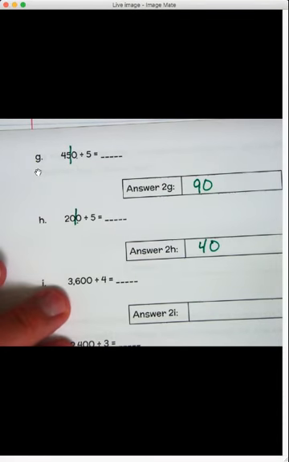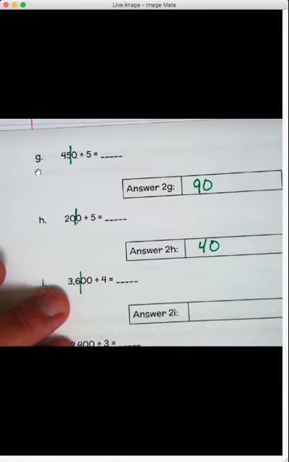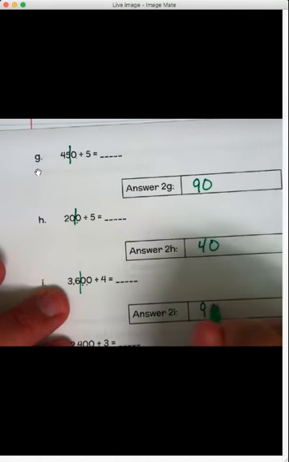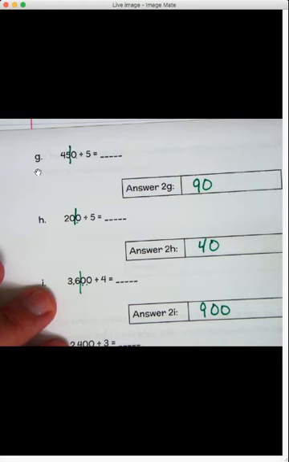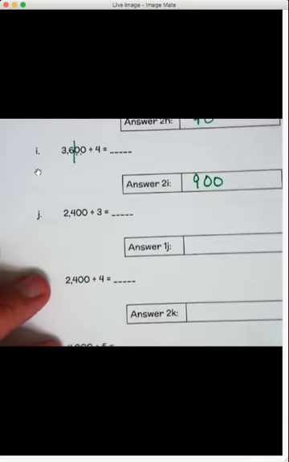Okay, 3,600 divided by 4. Can't do 3 divided by 4, but we can do 36 divided by 4. That's a 9 with 2 zeros. 3,600 divided by 4 is 900. See, if you know your facts, this is super duper easy today.